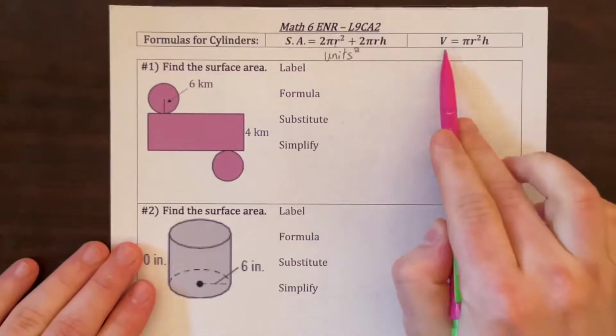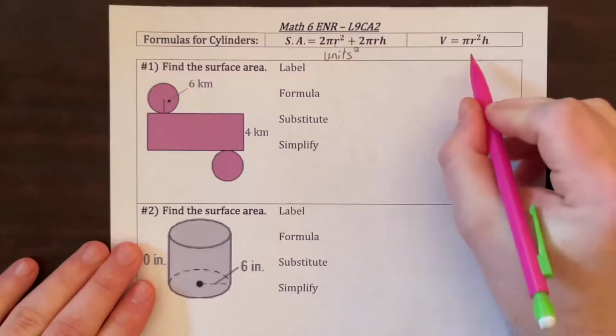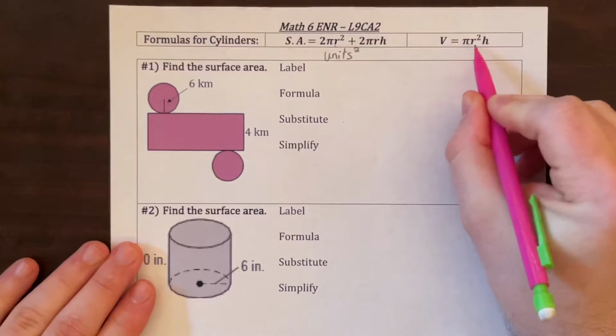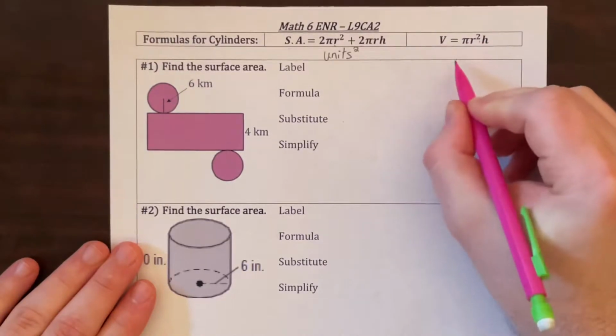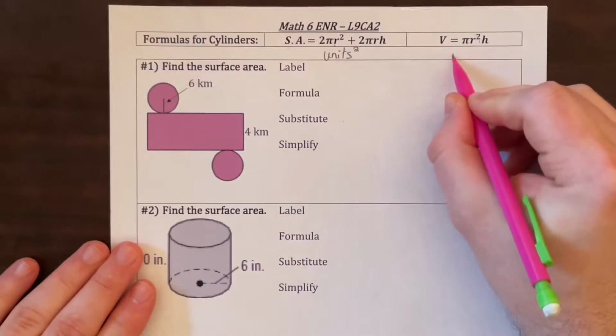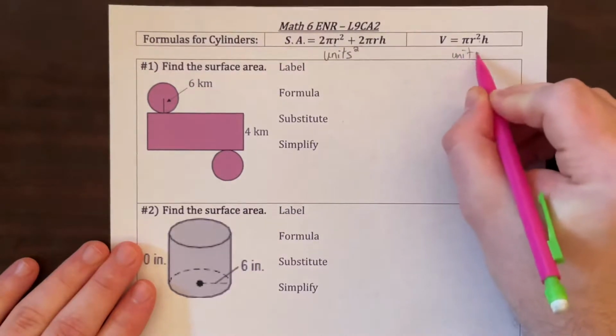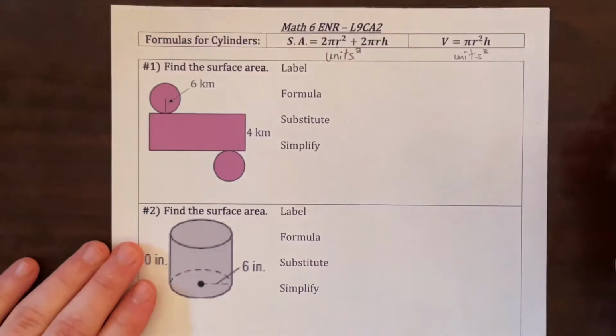However, for volume of a cylinder, it's going to be equal to pi times the radius squared times the height. And when we have volume, we're going to be talking about units to the third power, since we have that third dimension. Talking about cubic units.